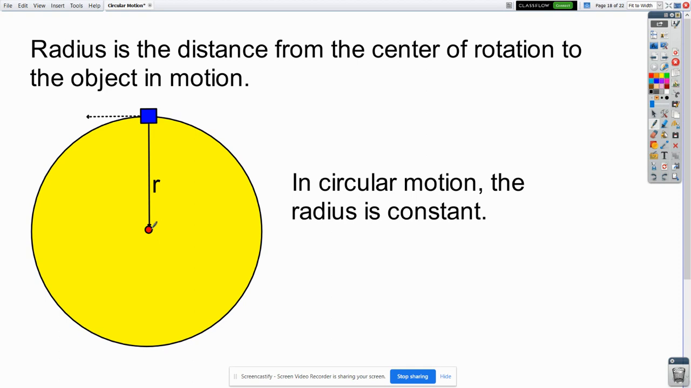It is from the center of rotation to the actual object in motion. In true circular motion, the radius is always constant. The radius does not change.